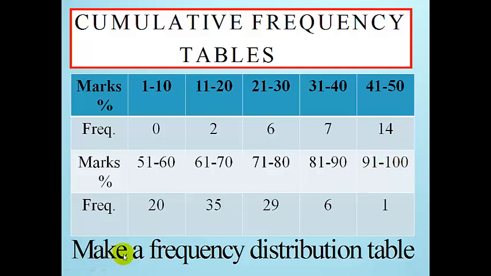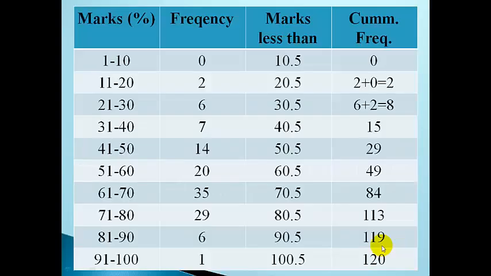Now we are supposed to make a frequency distribution table. Now this is the table. We have marks in percentage as was given in the previous table. We have their corresponding frequencies, and these are the marks less than. How do you generate the marks less than? That is what I'm going to show you now.